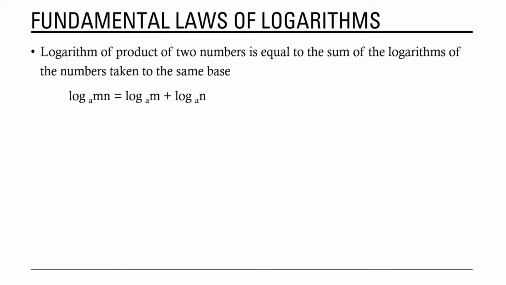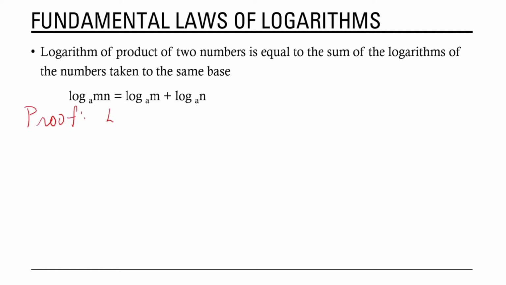It says the logarithm of the product of two numbers is equal to the sum of the logarithms of the numbers taken to the same base. That is, log mn to the base a is equal to log m to the base a plus log n to the base a. Now, let us see the proof of this law.